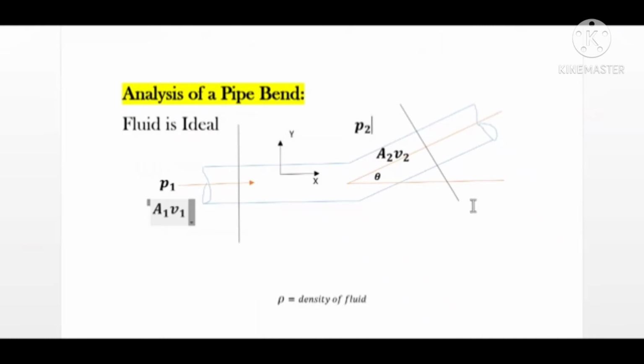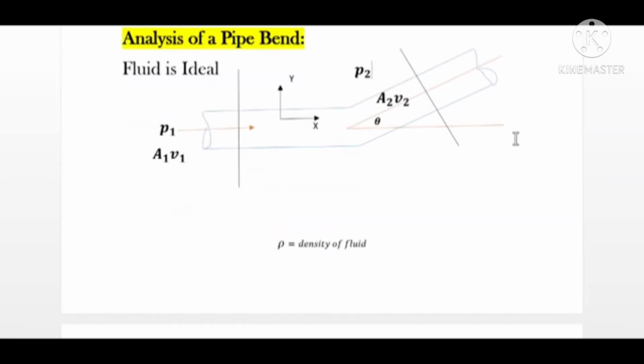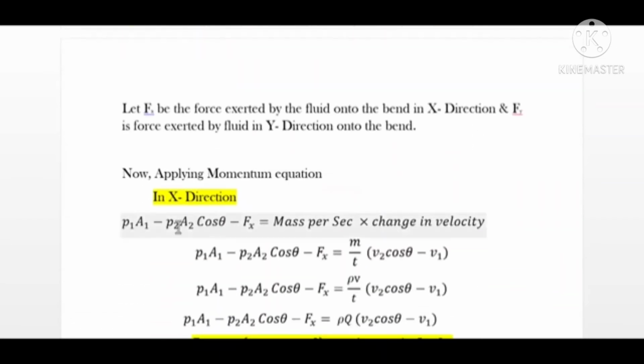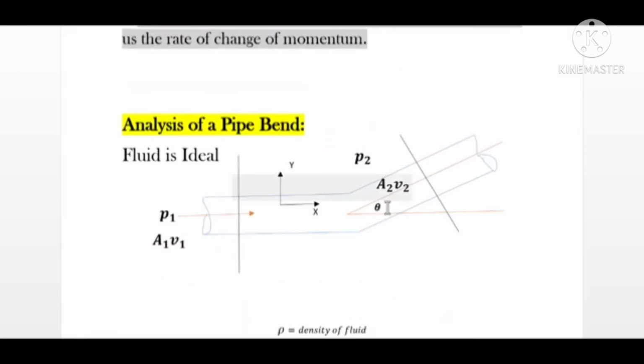Perpendicular to this cross-sectional plane, we have to resolve that pressure into components of x and y. Here pressure is in this direction, so the component of force in the x direction will be opposite to this pressure force, that is P1 A1. That's why I have written the pressure force because of P2 as negative P2 A2 cos theta. Theta is the angle at which the pipe bend is.